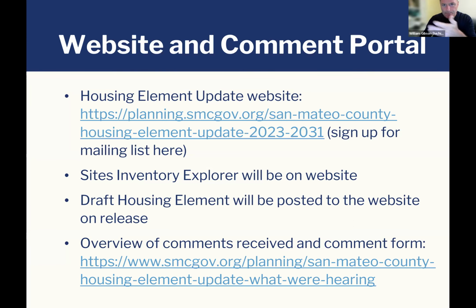So with that, we have obviously the Housing Element Update website. People can still sign up for our mailing list at the website here. The Sites Inventory Explorer will be posted on the website. The draft housing element will be also on the website once it's released. And we, again, hope that's in the next 2 or 3 weeks.